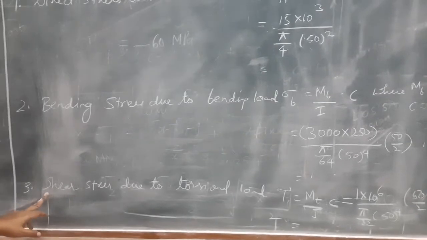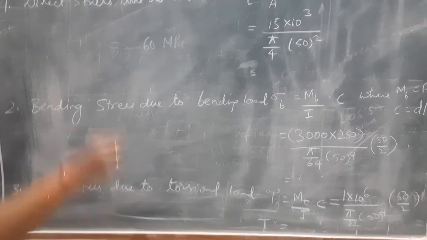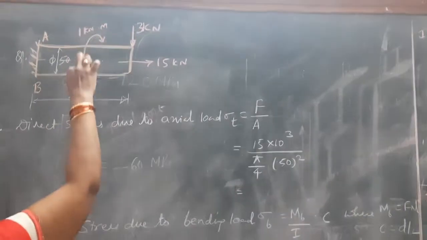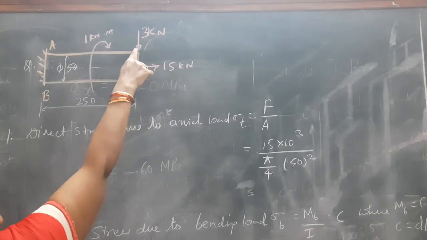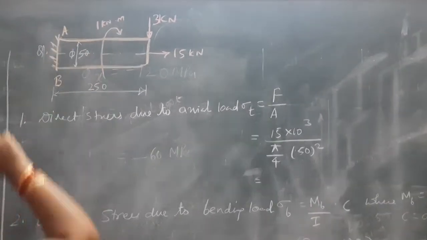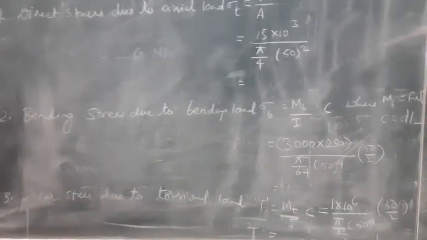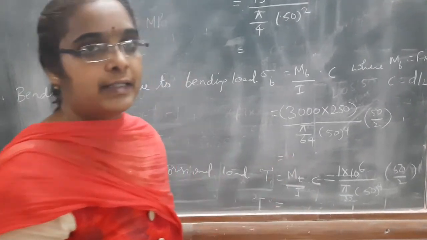Now let us go for shear stress. How to calculate the shear stress? Shear stress is due to the torsional load. The third load is the torsional load. We calculated the stress due to axial load and bending load, and now we are moving to the third load, that is nothing but the torsional load, which is going to induce the shear stress. How to calculate? Tau is equal to Mt by J into C.